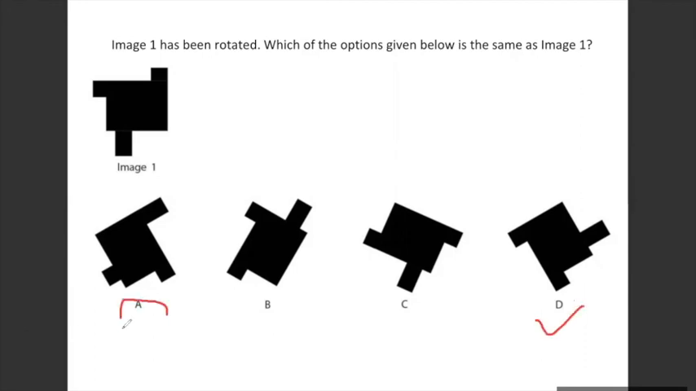In option A, mirroring is happening. B is just wrong, it has nothing to do with the graphic. In option C also there is mirroring involved. Option D is the only one which can be obtained by rotating this figure. Clear? Good. I'll move ahead then.